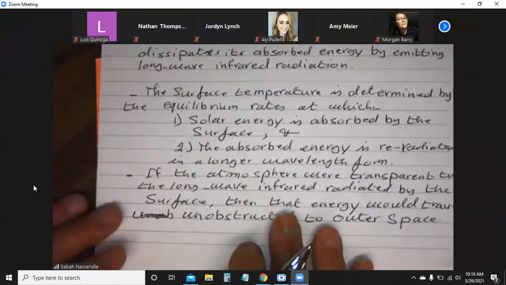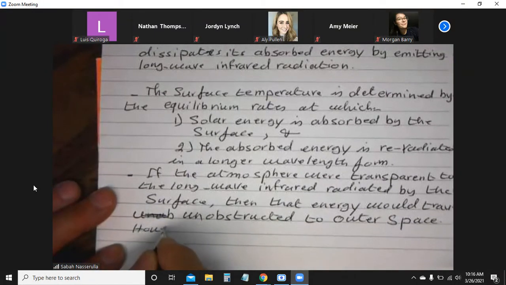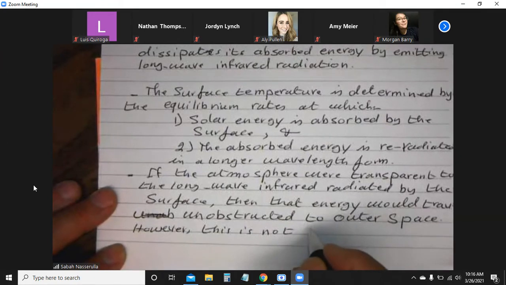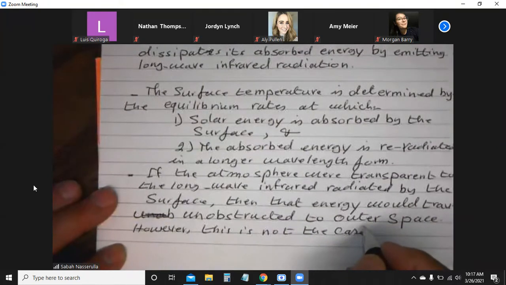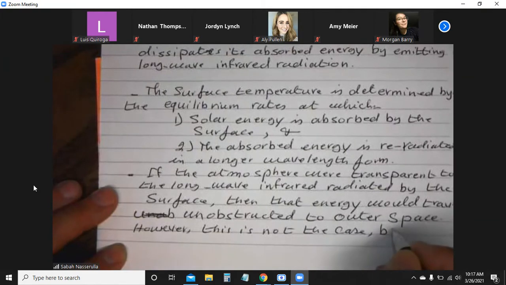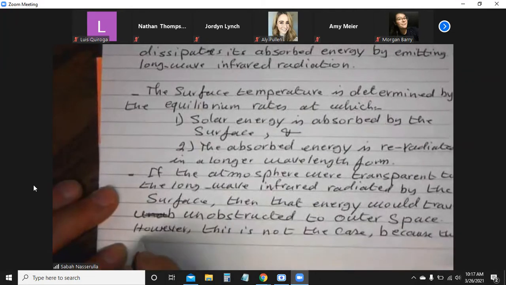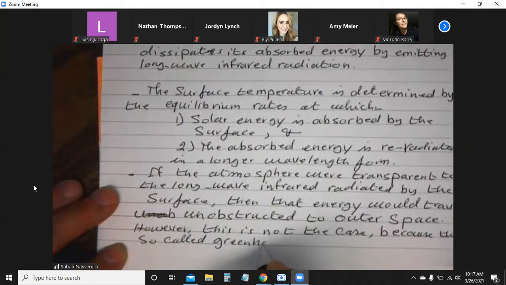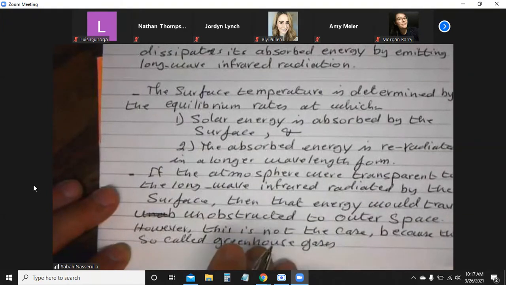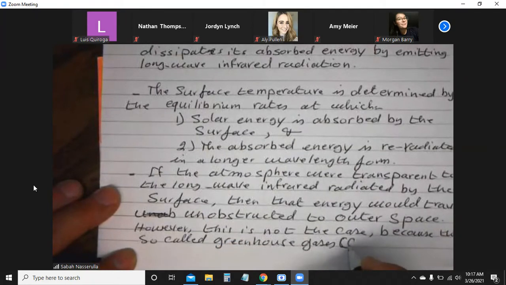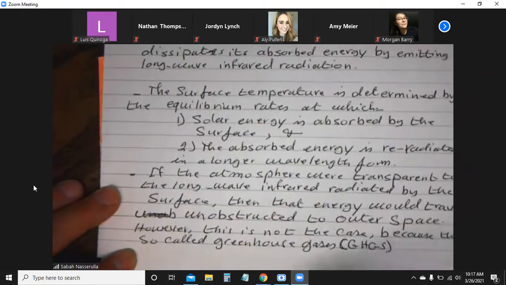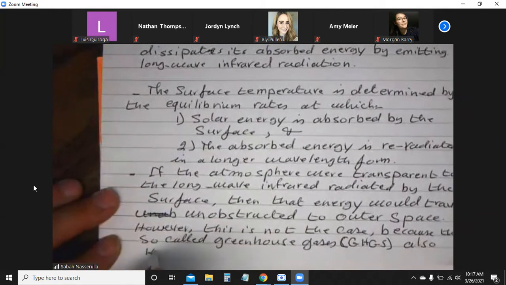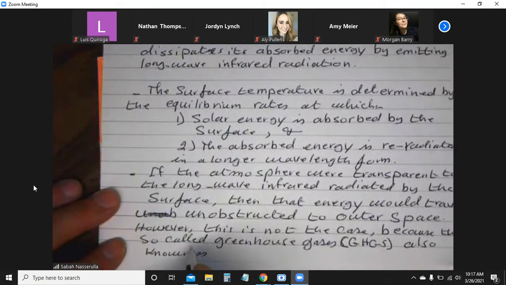Of course, as I mentioned, this is not the case, because of the so-called greenhouse gases, and sometimes we use the abbreviation GHGs, greenhouse gases, also known as radiatively active gases.